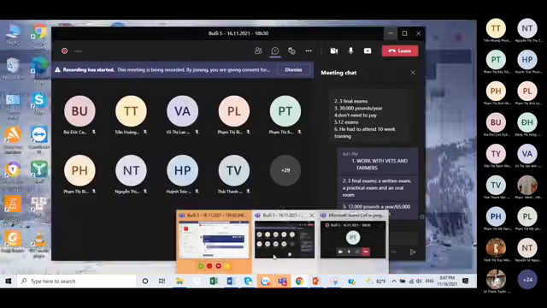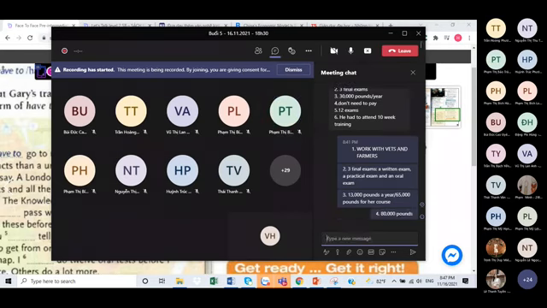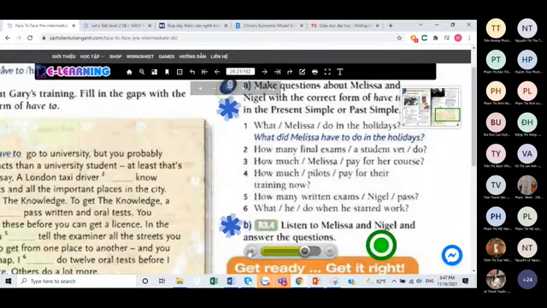£80,000. Good, £80,000. That's good. £80,000 to get their pilot license. So £80,000. That's the answer. Okay, that's good. And how many written exams did Nigel have to pass?